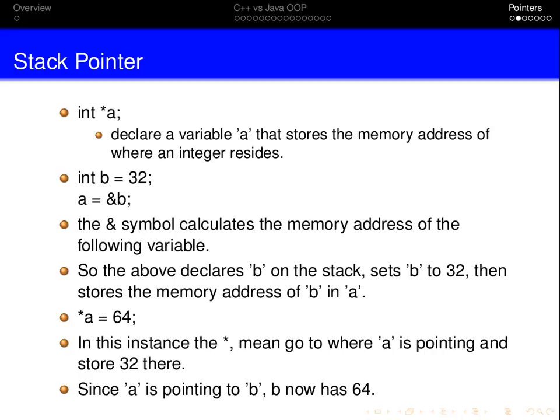So int* A declares a variable A that stores the memory address of where an integer resides. Int B equals 32. A equals ampersand B. The ampersand symbol calculates the memory address of the following variable. What was the other time you used ampersand? Reference. So in a function, the ampersand means you're passing by reference. When you use it outside a function, you're calculating the memory address of the following variable. So A is going to store the memory address of B. So when you dereference A and set 64 to it, A is pointing to B, and B now has the value 64.